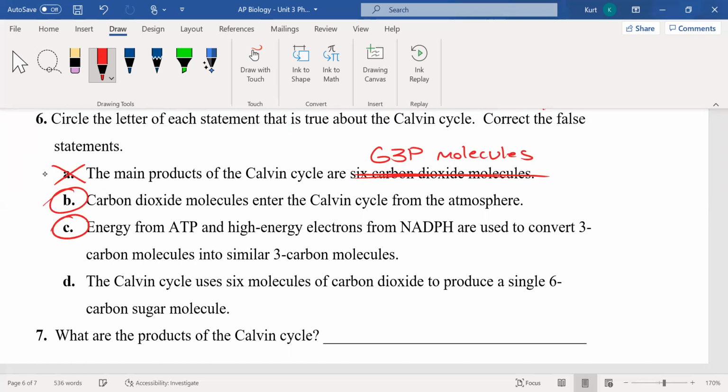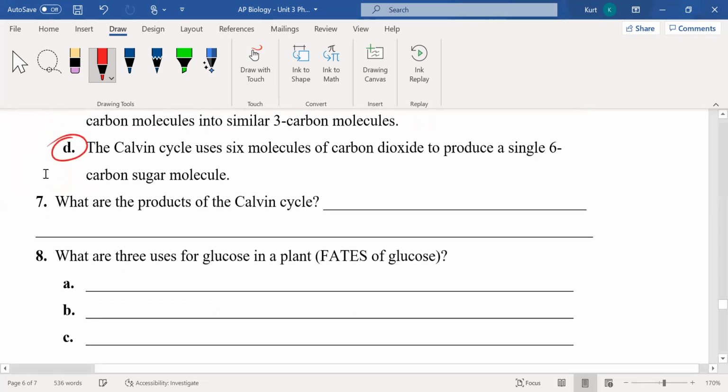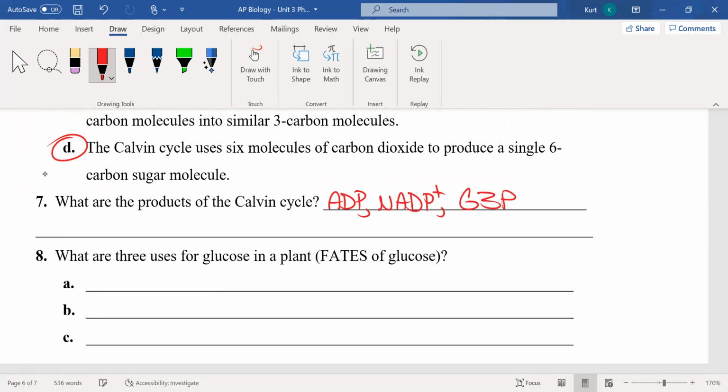The Calvin cycle uses 6 molecules of carbon dioxide to produce a single 6 carbon sugar molecule. That is correct. Eventually, that is correct. What are the products of the Calvin cycle? ADP, NADP plus, and G3P, which does eventually lead to glucose.